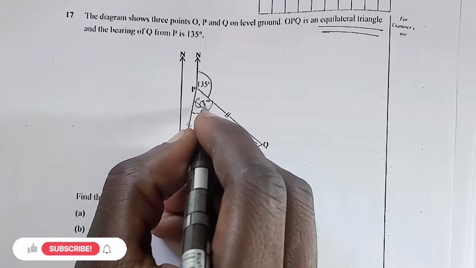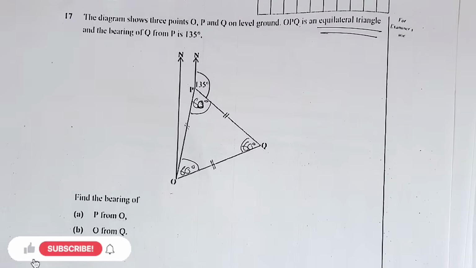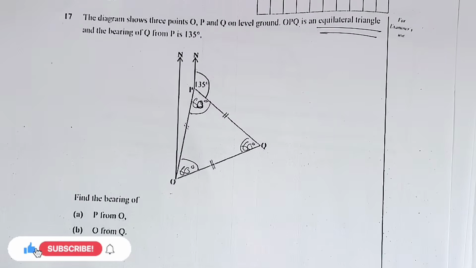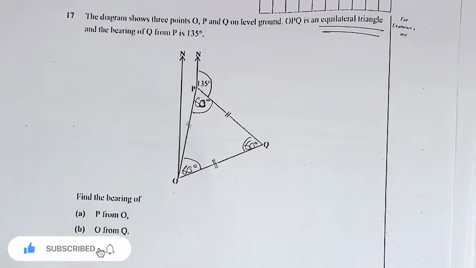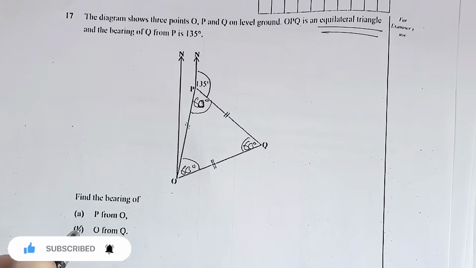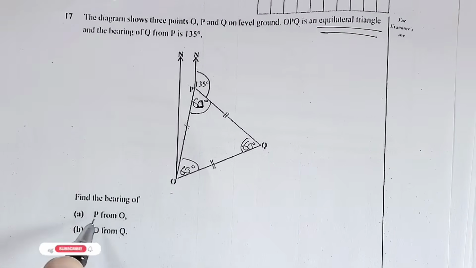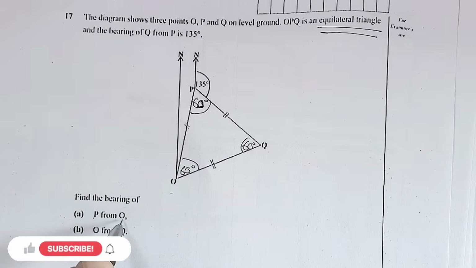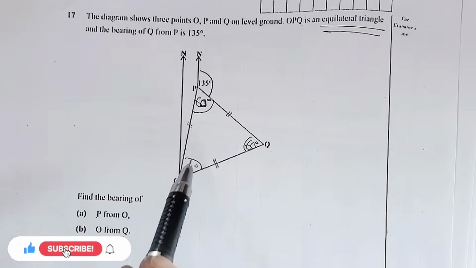Okay. We've already found answers. This is very simple. Yes, it's 4 marks, but very simple. You need to understand this. Find the bearing of P from O. P from O, right? Where is P?